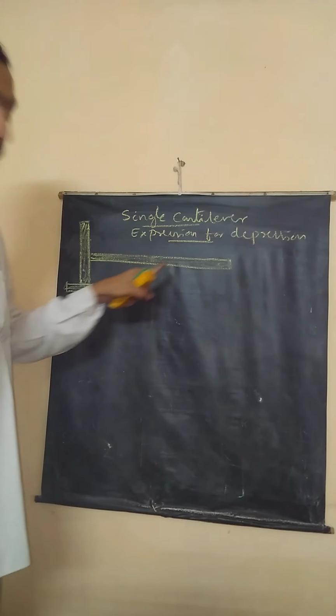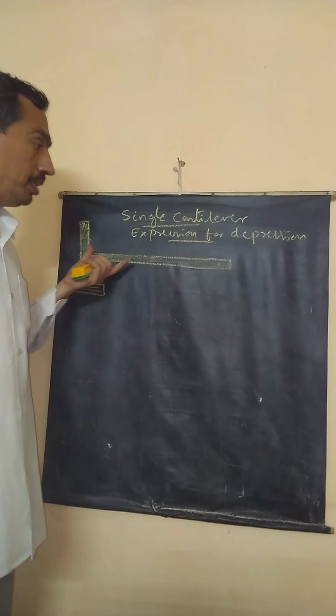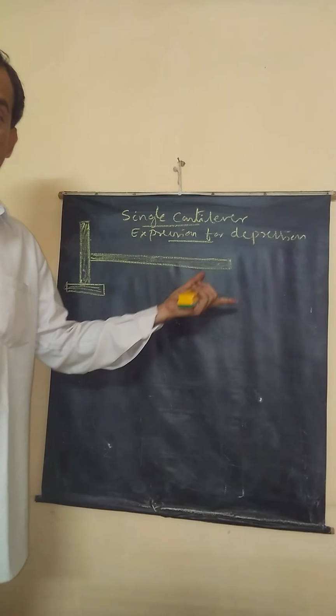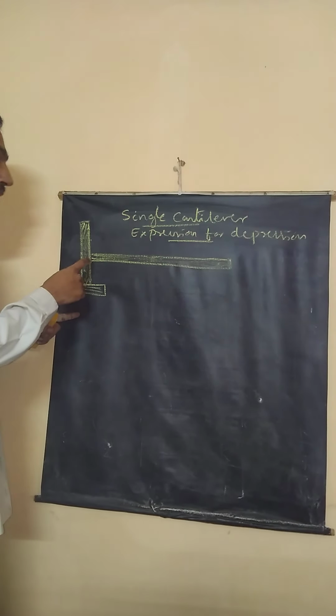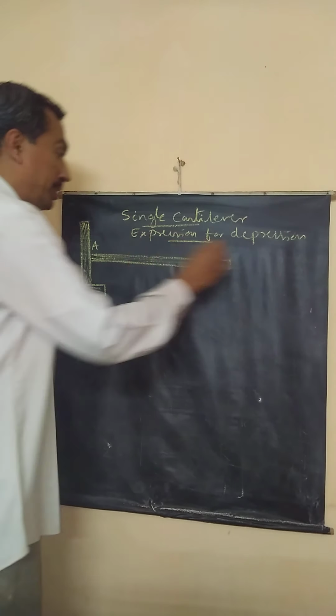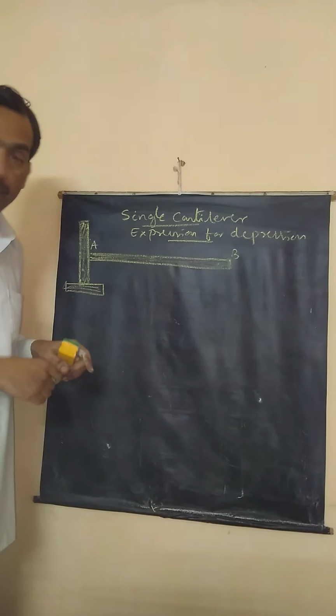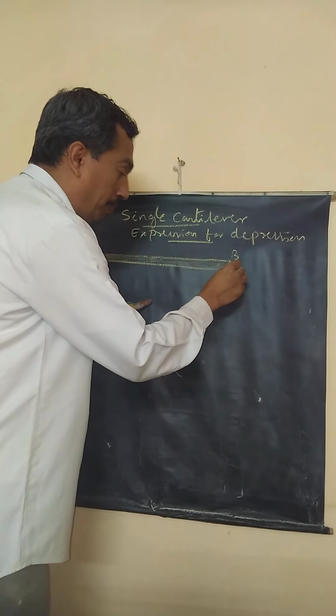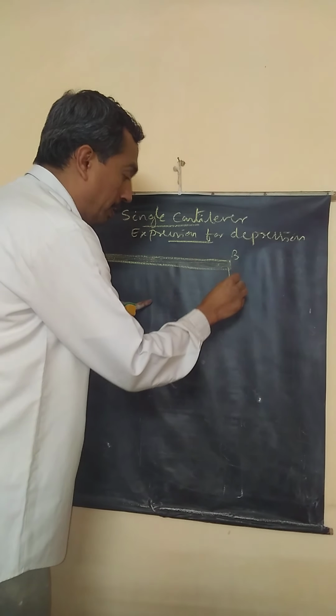A single cantilever is a beam. Beam means its length is very much greater than thickness and breadth. It is supported at one end and loaded at the other end. For example, let AB be the beam. I put a scale pan here and apply load here.